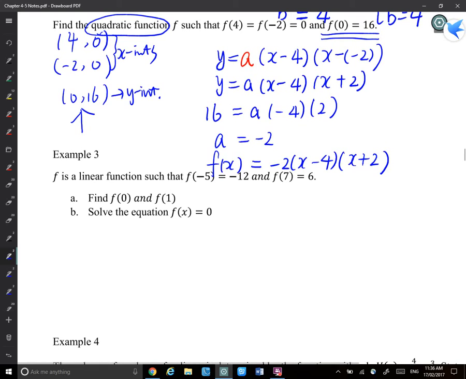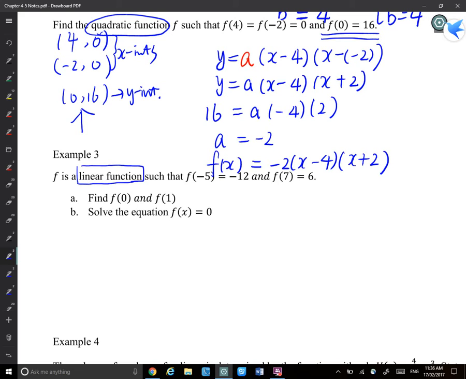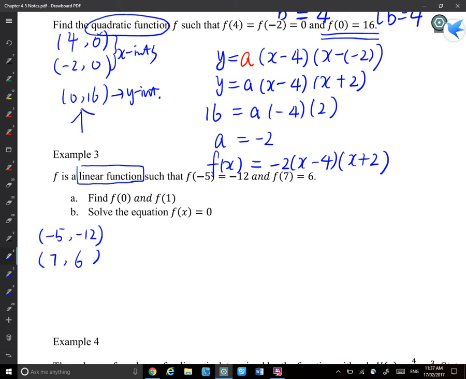Example 3. f is a linear function such that f(-5) equals -12 and f(7) equals 6. First of all, you know the information, that's a linear function, such that f(-5) equals -12. What's the coordinates? Yes, -5 and -12. So it passes through the point (-5, -12). What's the other coordinates you have? 7 and 6. So now you have 2 points and you have a linear equation.